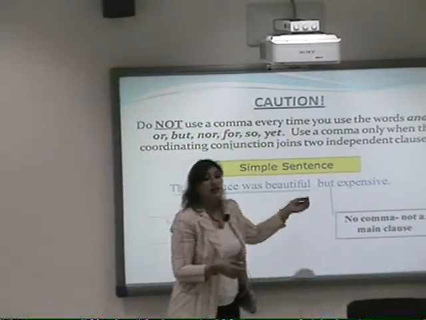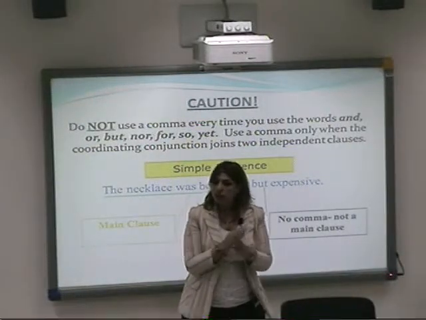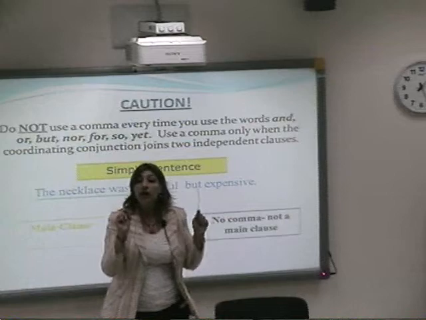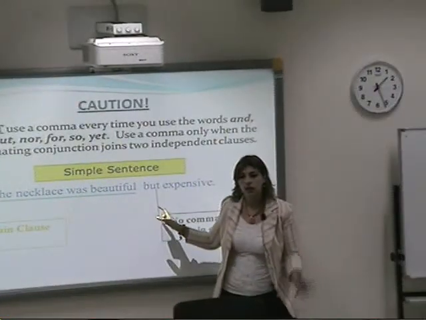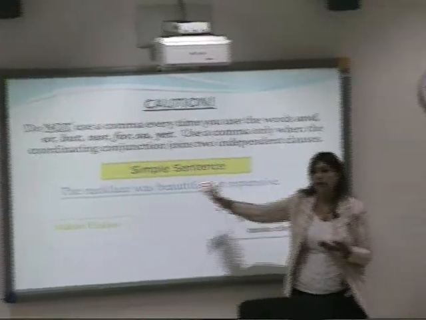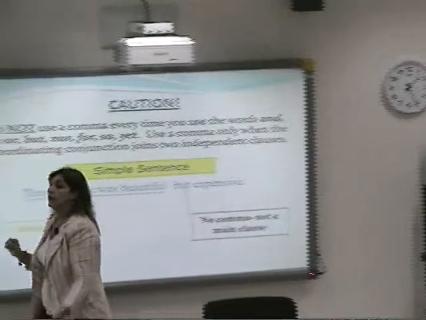The necklace was expensive. Full stop. Or it was expensive. Full stop. The meaning is conveyed. If we want to join, in this case we put a comma and one of the coordinating conjunctions, which is but. Or so.